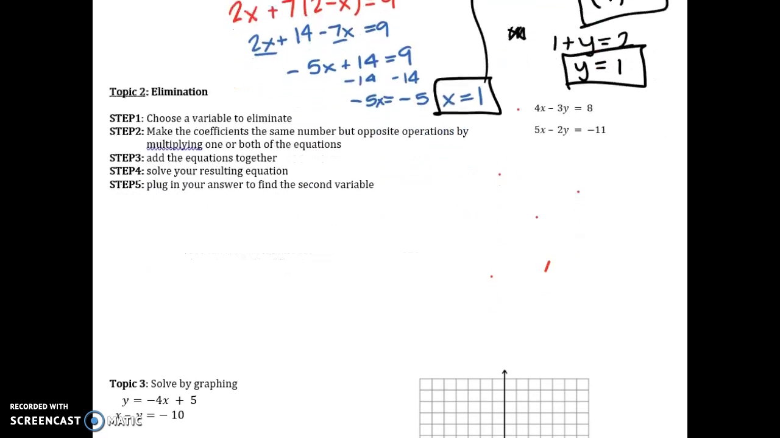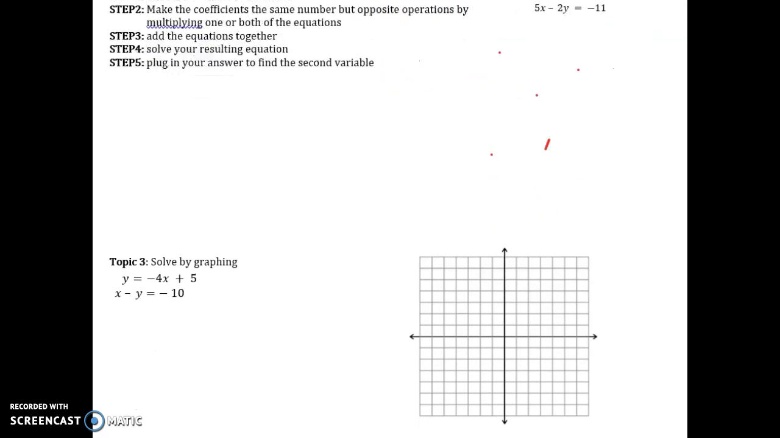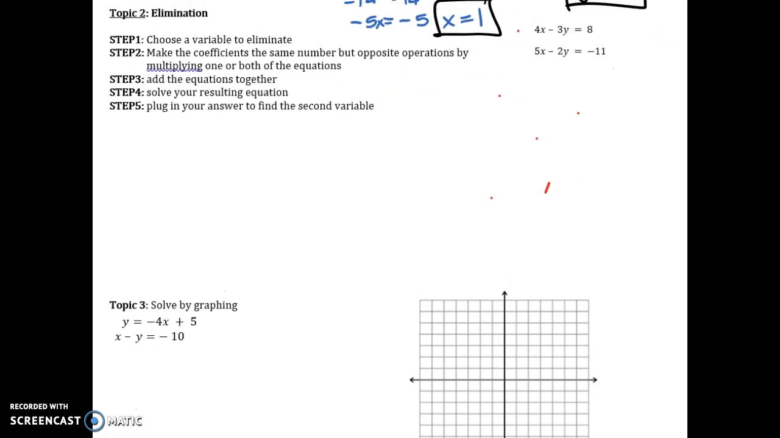Another method, or another way to solve a system of equations, is to use a method called elimination. I personally prefer elimination to substitution. Let's go through the process. First, you're going to choose a variable to eliminate. It actually never really matters which one you choose to eliminate. So for our purposes, I'll eliminate the x.